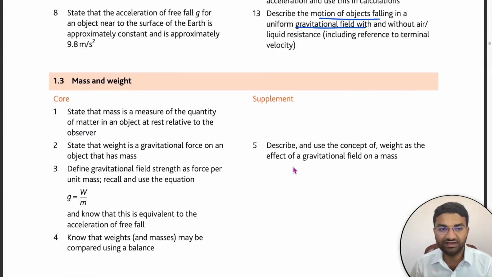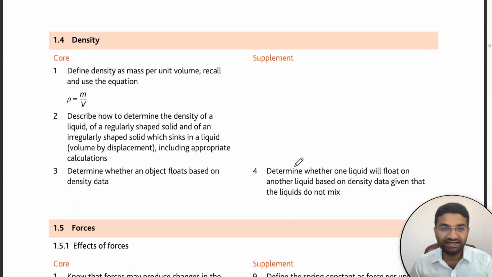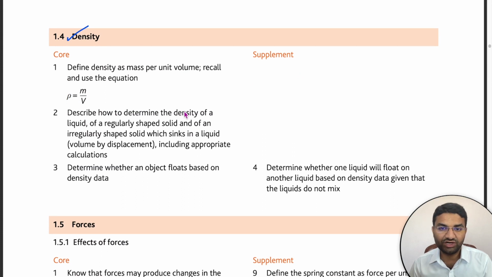Next, mass and weight. The third subtopic under the first topic is mass and weight. What's the difference between mass and weight? Then describe the concept. Next, density. Density is mass per unit volume.